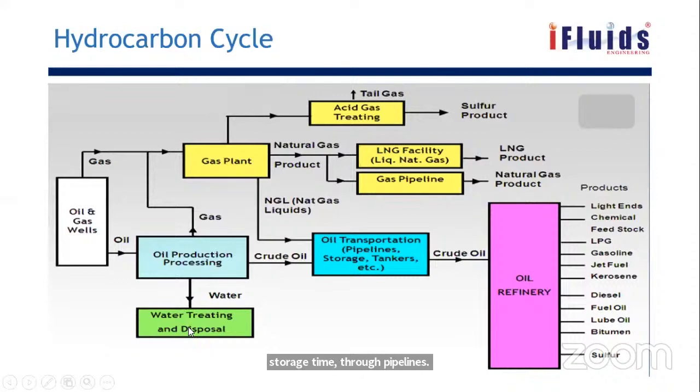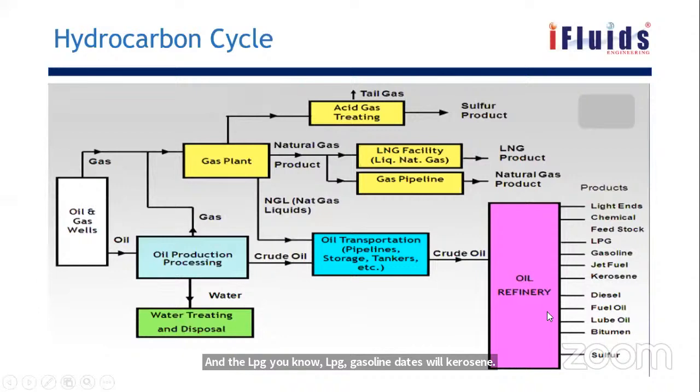And then the water will be treated, and the treated water will be disposed of as per the local government regulations. Then the crude oil will be sent to the oil refinery to make value-added products, the lighter ends. The lighter ends are like LPG, naphtha, and some other feedstock to other industries, like fertilizer industries for manufacturing of ammonia. And we know LPG, gasoline, jet fuel, kerosene: these are all for domestic users and vehicle users.